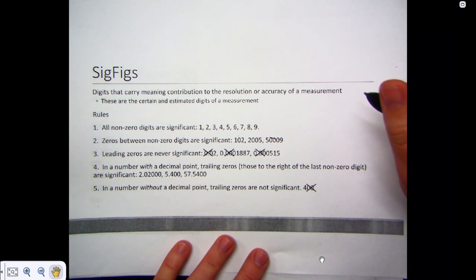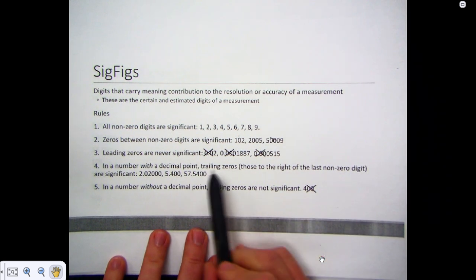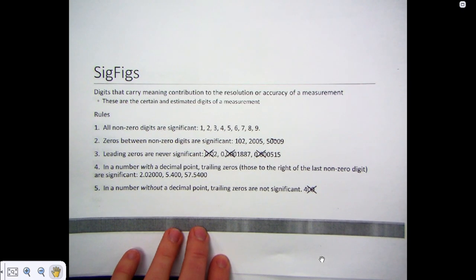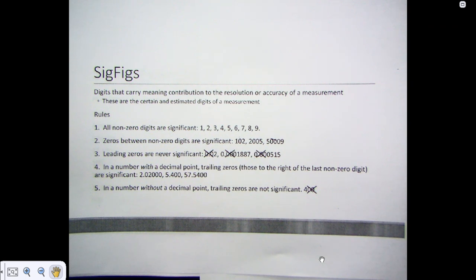Right? Leading zeros are never significant. So these zeros here that are simply there to space the decimal away from the first non-zero digit are not significant. They're placeholders. A good way to look at this is if I were to put this number into scientific notation, they wouldn't be there. They're only there to hold the space. Okay.